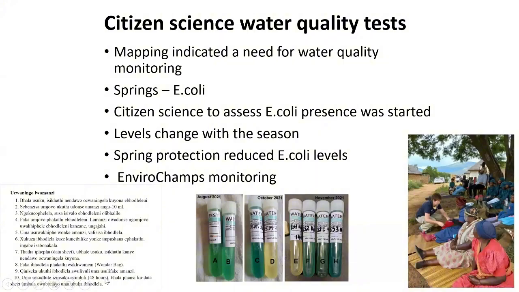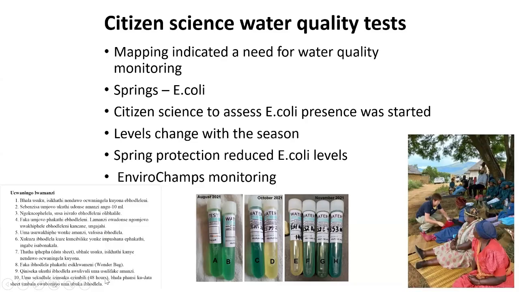So the third point from aim 2 was a citizen science water quality test. So while doing all the mapping and the field assessments, we thought it'd be important to also look at the quality of water, either from springs, where the majority of people collect water from, or from rivers. So we did a round of preliminary tests. We're using a very simple citizen science E. coli test kit.